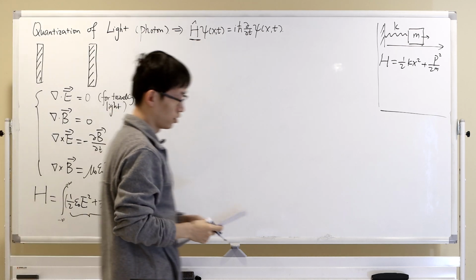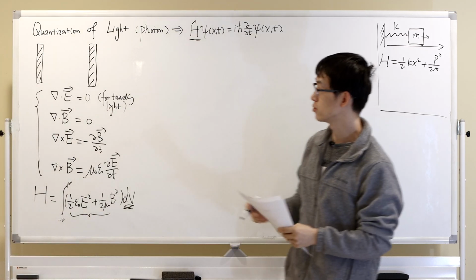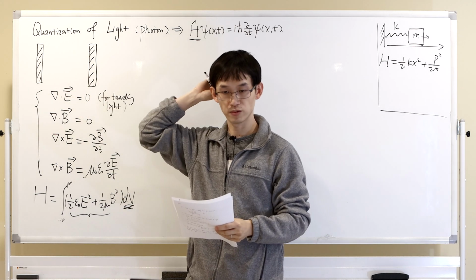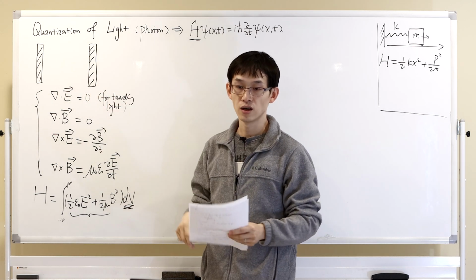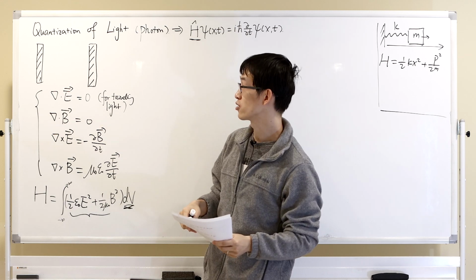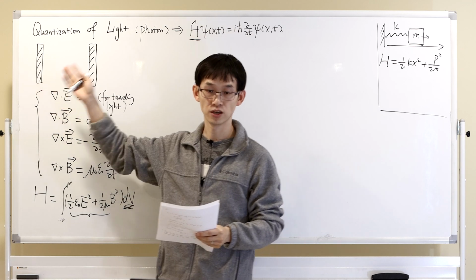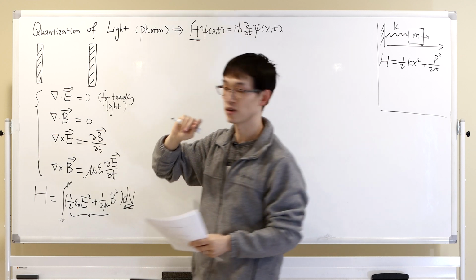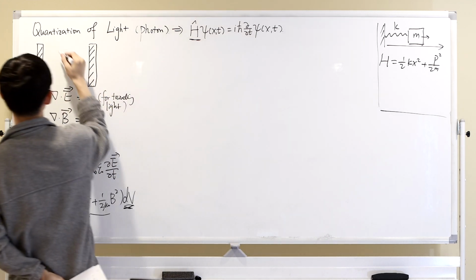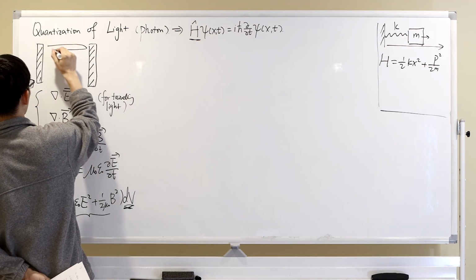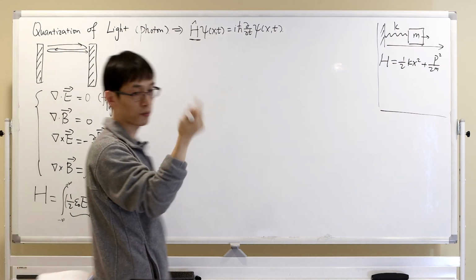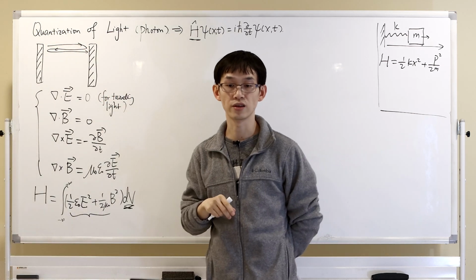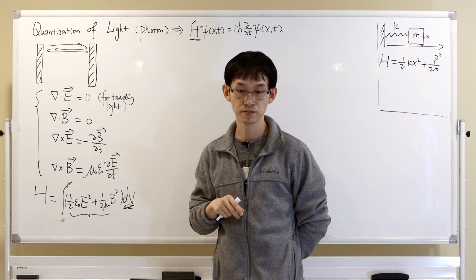So a pair of mirrors, I'm not sure if you guys learned this. This is a Fabry-Perot cavity. And then we can assume that the mirror is perfect, 100% reflectivity, so that if there's light inside, it will actually be reflected back and forth within the mirrors indefinitely.